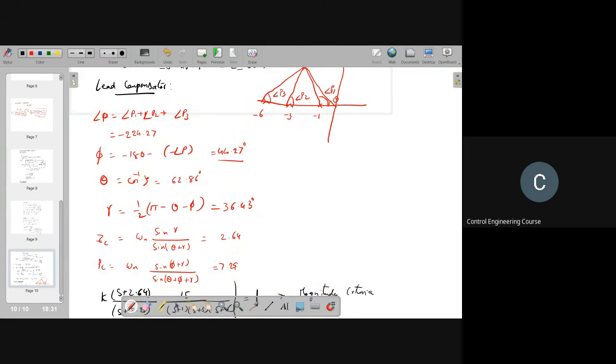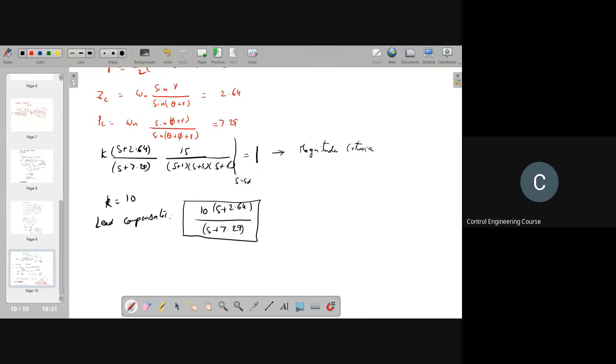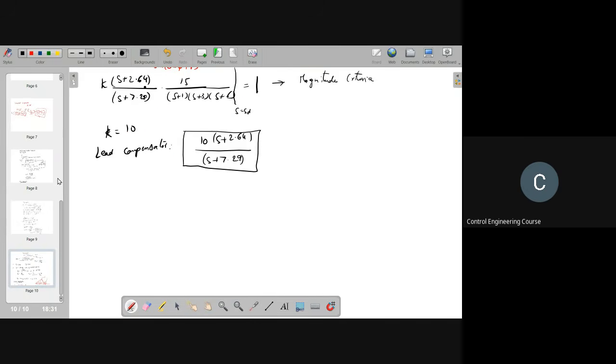Since this is a type 0 system, the steady state error in terms of the position error constant is ess equal to 1 by (1 plus Kp), non-zero, and it should be less than or equal to 0.02, that is, less than 2%. That is the requirement. Then from this, what is the required Kp? By solving this equation, you will get Kp greater than or equal to 49.